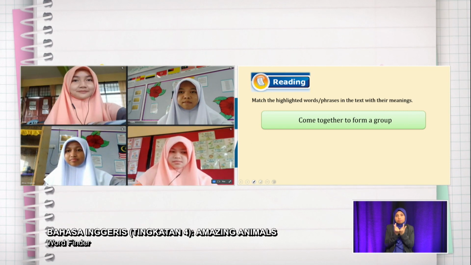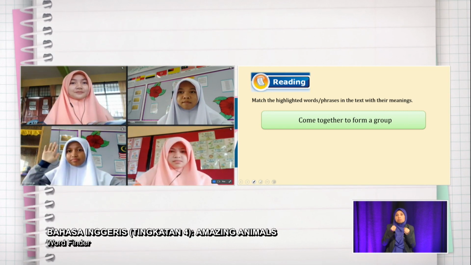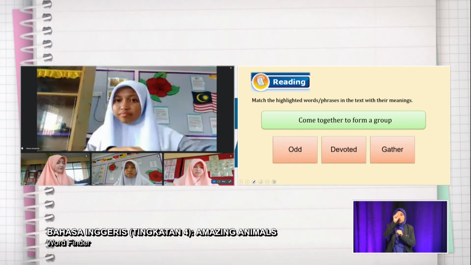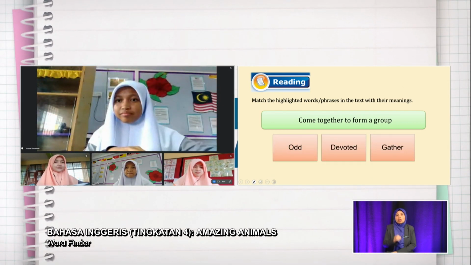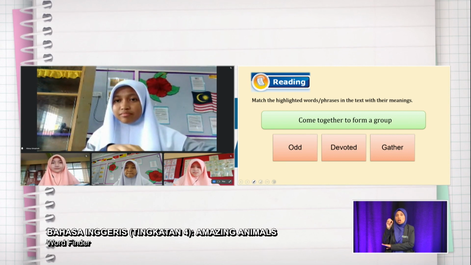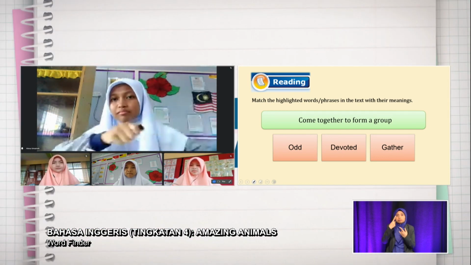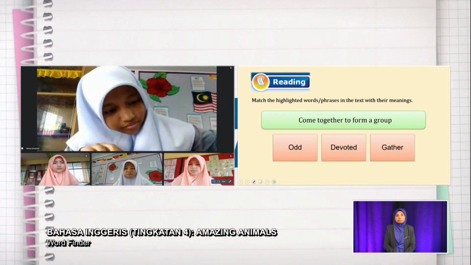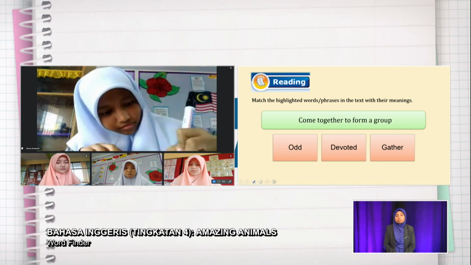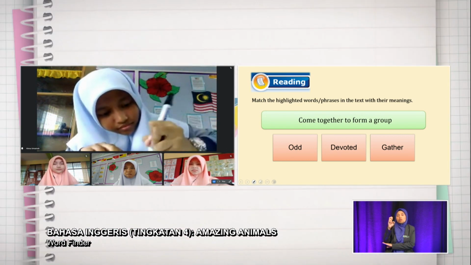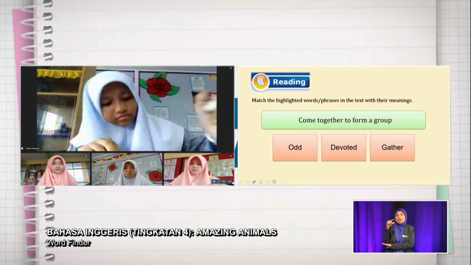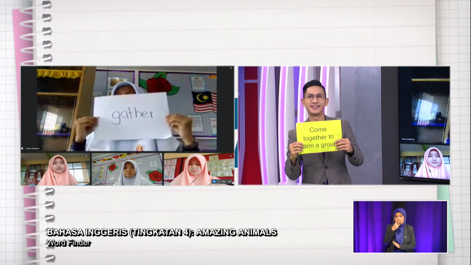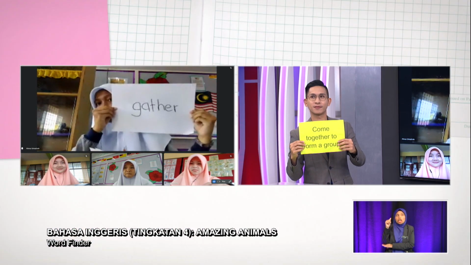Can I have a volunteer to answer this question? Yes, Anna. All right, Anna, let me show you the answer options first. We have odd, devoted, and gather. Which one do you think matches the meaning given? Odd, devoted, and gather. Come together to form a group. Okay, I think she's got it. Anna, what is your answer? Gather. All right, she spelled it correctly.